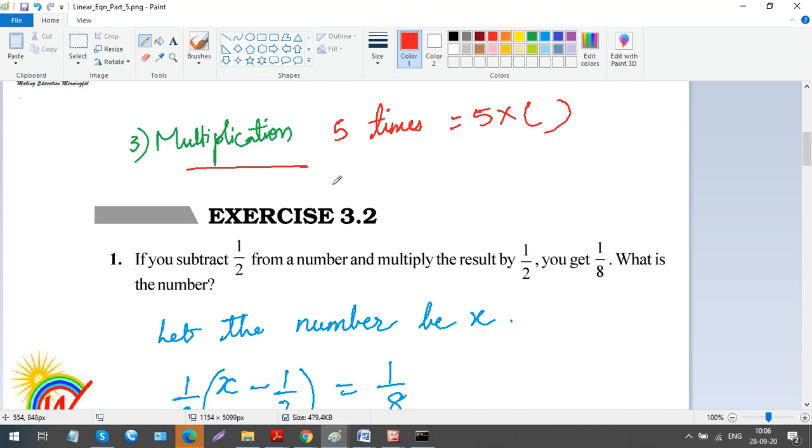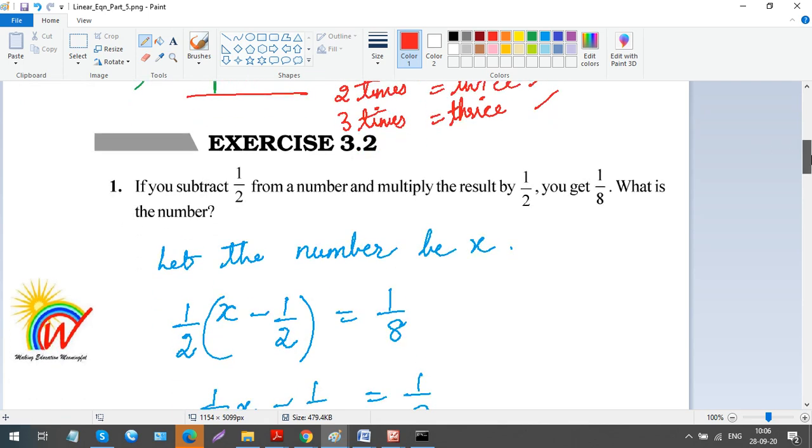Now if it is 2 times, they usually don't use 2 times, they use twice. So when you see twice, you are going to write 2 into that particular number. And 3 times is not written as 3 times, they usually use the word thrice. Apart from these two, for 4, 5, 6 and all, they just use times. So you should know when to multiply.